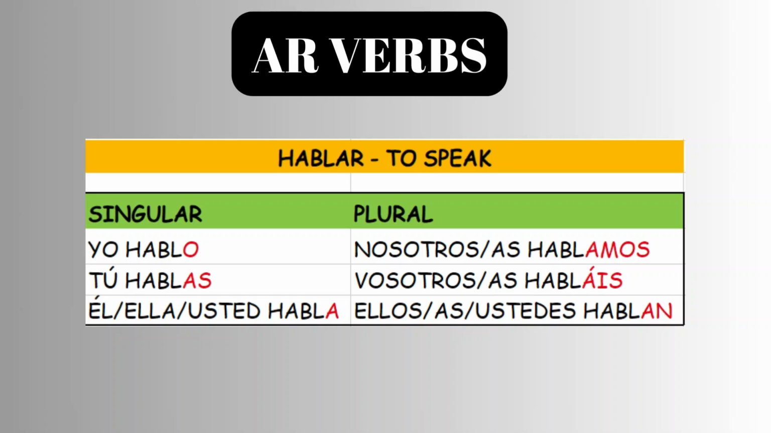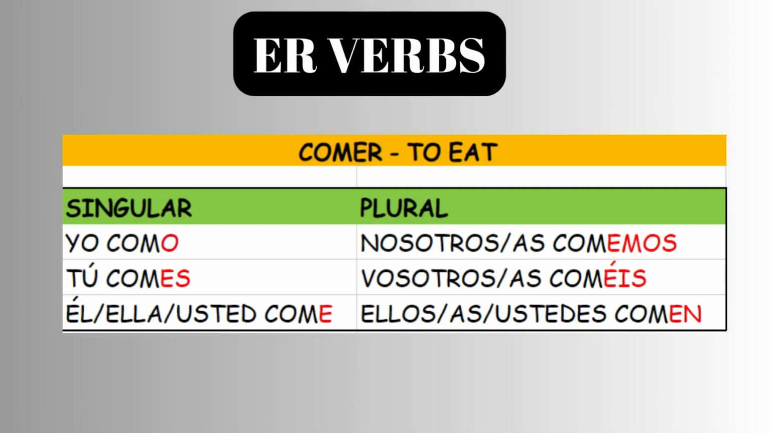Yo hablo, tú hablas, él, ella, usted habla, nosotros, nosotras hablamos, vosotros, vosotras habláis, ellos, ellas, ustedes hablan. These fixed endings will be used for all other AR ending verbs. This is the list of regular AR ending verbs. We can conjugate them easily.